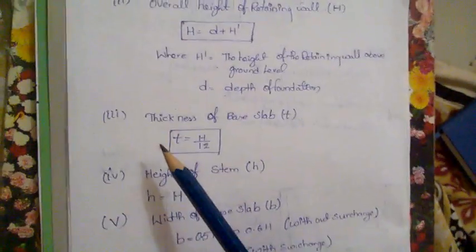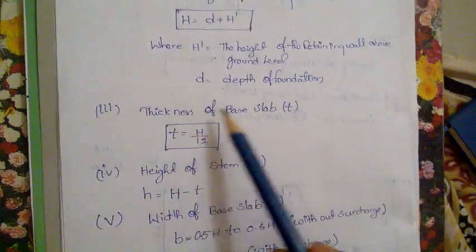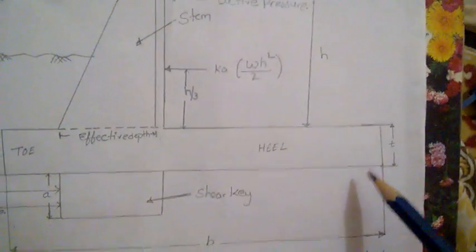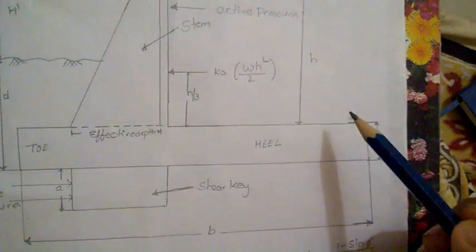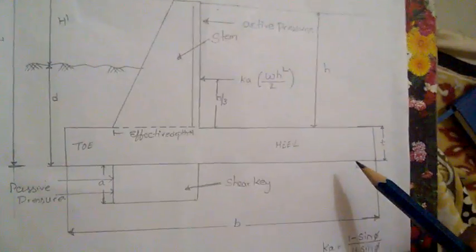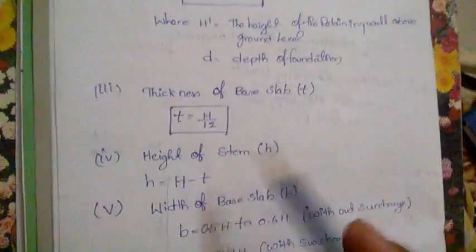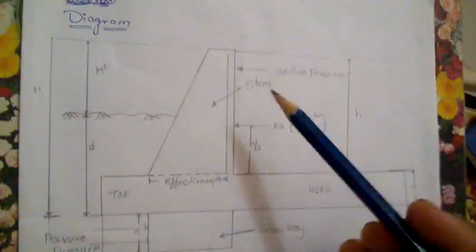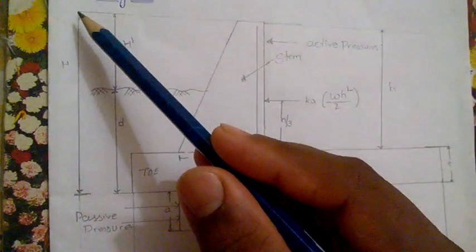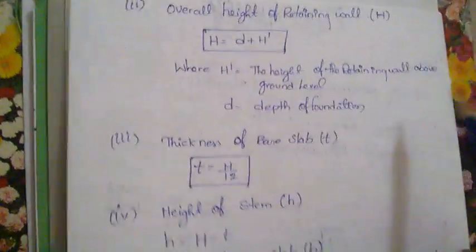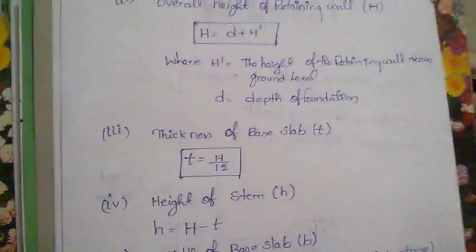In step 1, now we are going to the third step, the thickness of the base slab. What is meant by base slab? I have told previously, this is the thickness. How much thickness we require as per our design procedure, that we should find. Here the thickness is equal to H by 12. The thickness should be H by 12. What is the capital H? From here to here is the capital H. That should be capital H by 12. This is the thickness.